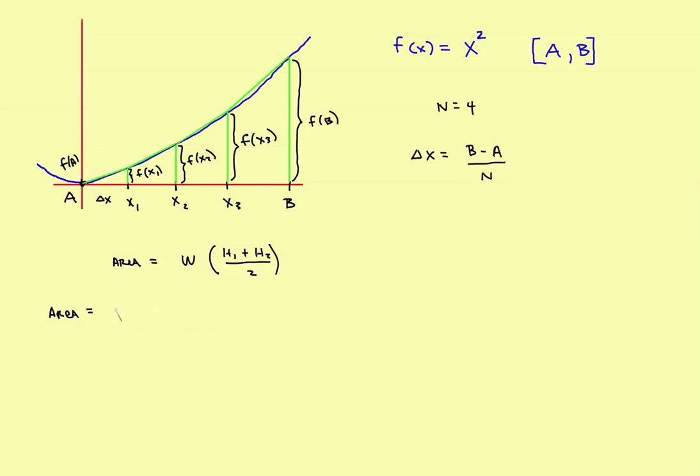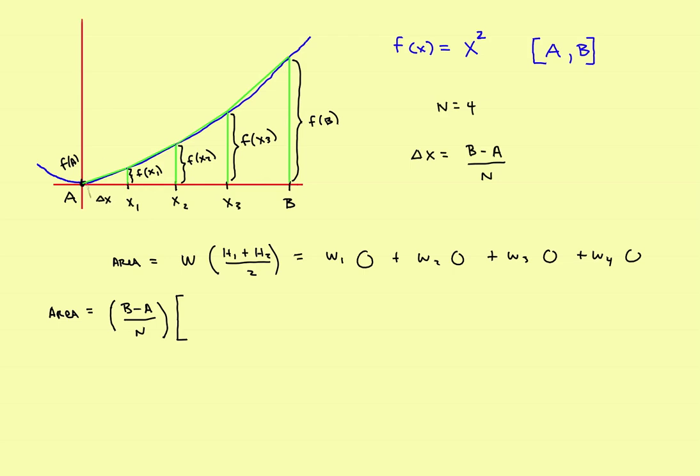And since they all have the same width, we can factor it out. You can think of it as width 1 times the average of the heights, plus width 2, plus width 3, plus width 4. Then the average of the heights goes here, here, here, and here. Since they all have the same width, you can factor that width out. So we can make the width be b minus a, divided by n. Now it's just a matter of adding the heights together and dividing by 2.